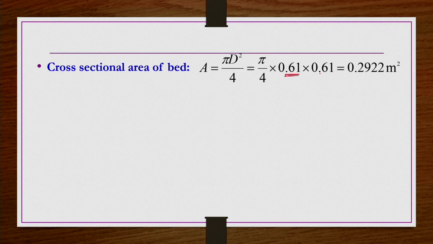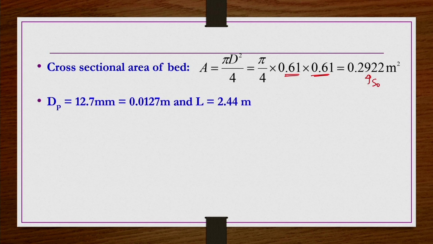Here d is the column diameter. I am not writing dp, it is not the particle diameter; it is for the bed, the column that has been taken for packing, and that column diameter is 0.61 meters. So, it has a cross-sectional area of 0.2922 meter square. It can be written as S naught also, because in our derivation we have represented it as S naught.